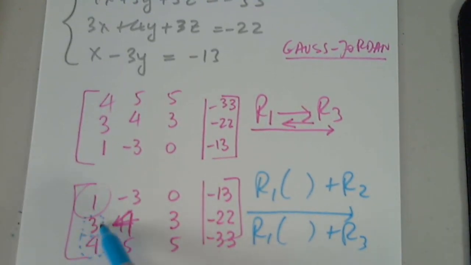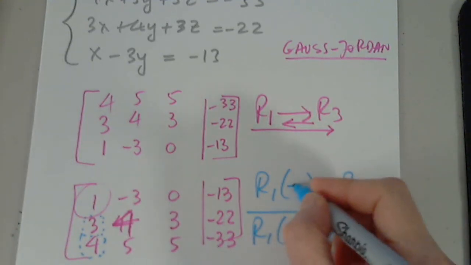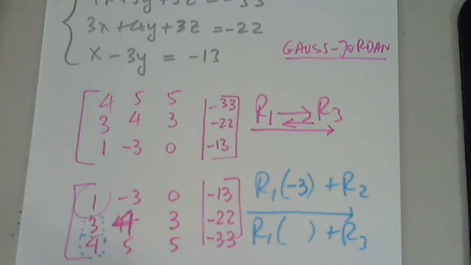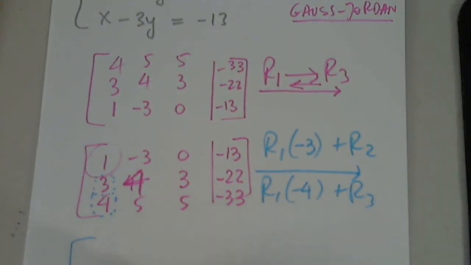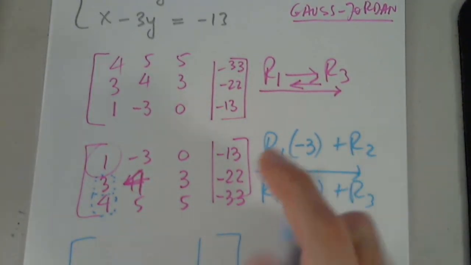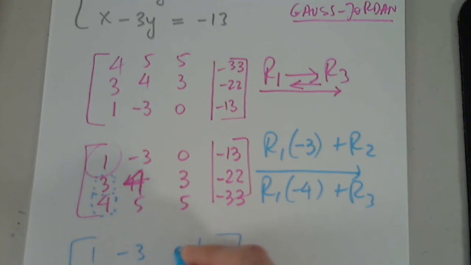First, because I want to eliminate the 3, I multiply row 1 by negative 3. Then because I want to eliminate 4, I have to multiply the first row by negative 4. At this point, I'm using row 1. I better copy it. This is the only one that will not change at this point.